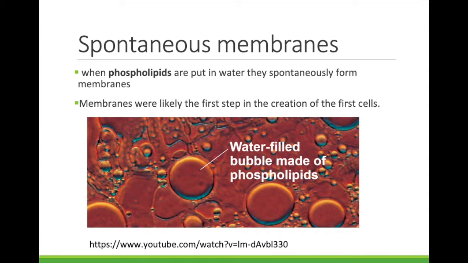Phospholipids are the main component of the plasma membrane. Their specific properties allow them to form membranes spontaneously. Spontaneous just means it happens without needing any energy.